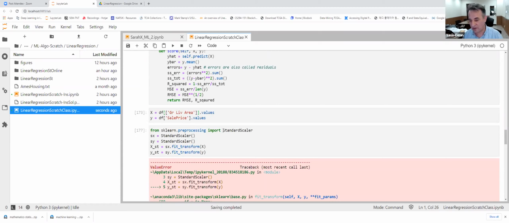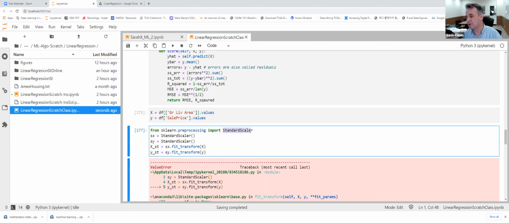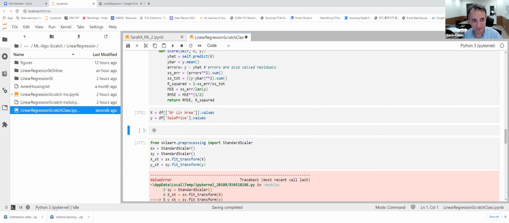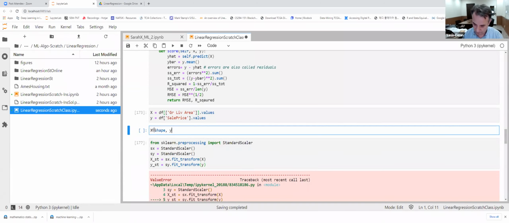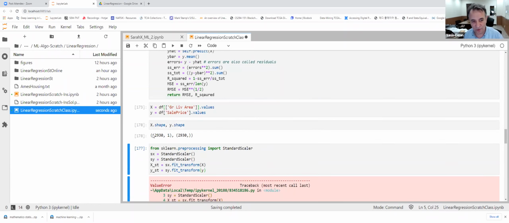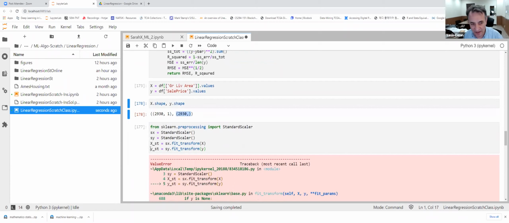Scikit-learn expects all its estimators and transformers to take two-dimensional data. Right now, X is two-dimensional, Y is single dimension. That's why I'm getting an error with Y.